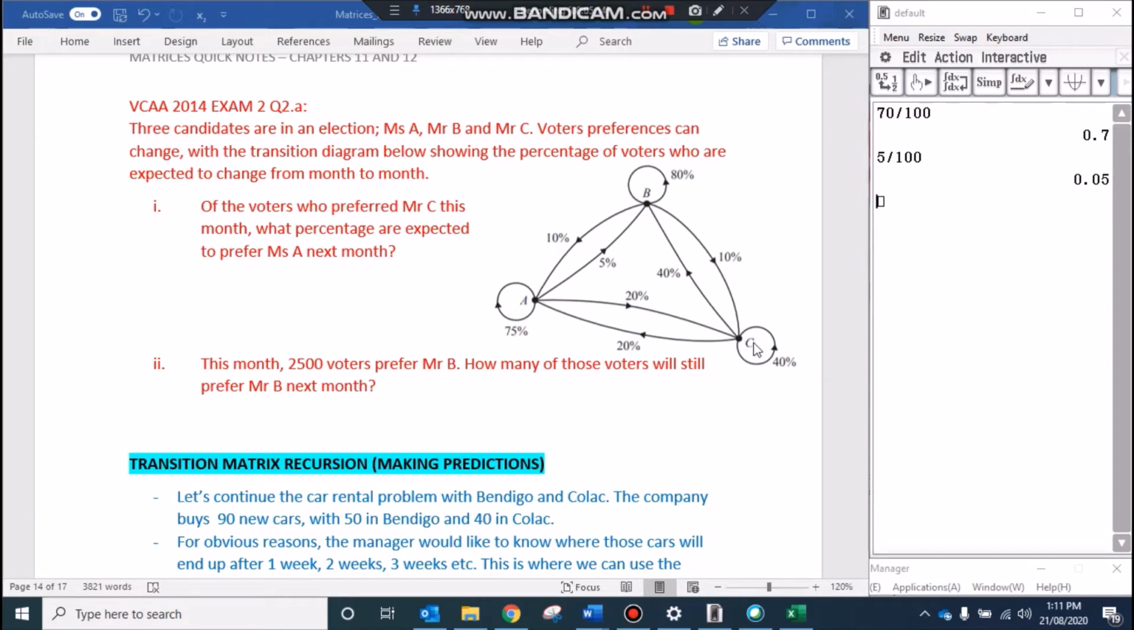So what you're asking yourself here, you're going from C to A. So we're looking at the arrow that points from C to A. And you can see it's this arrow here pointing this way. It's 20%. So we know that 20% of the voters who prefer Mr. C this month will prefer Miss A next month.